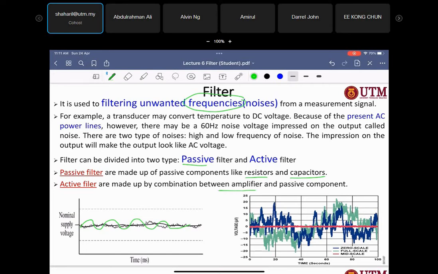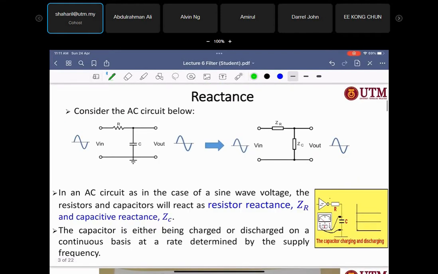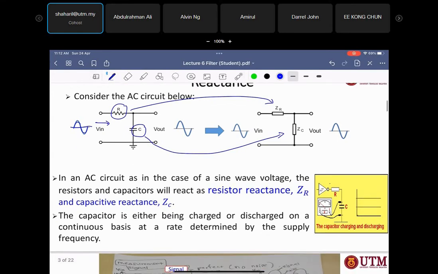Active means a combination of amplifier and passive component. When any circuit, for example the filter circuit that has a resistor and capacitor, receives an input voltage that consists of AC, each component, R and C, will react as a reactance. In theoretical terms, R becomes ZR and C becomes ZC. It doesn't matter for this one.